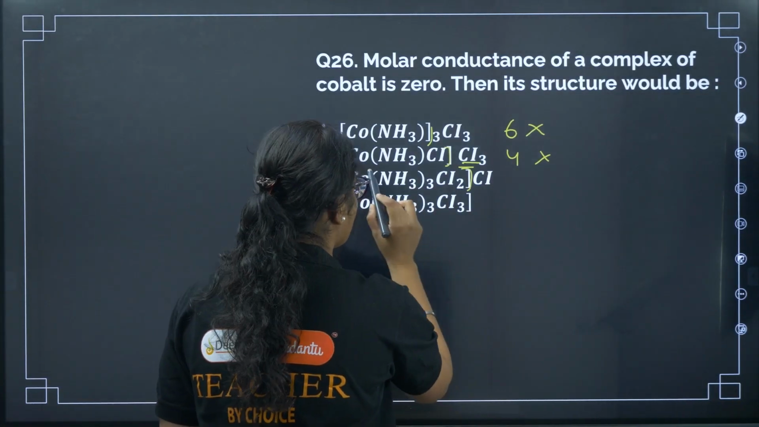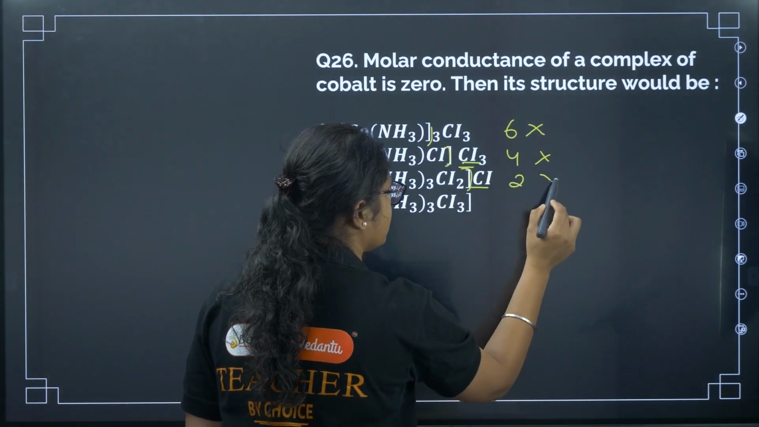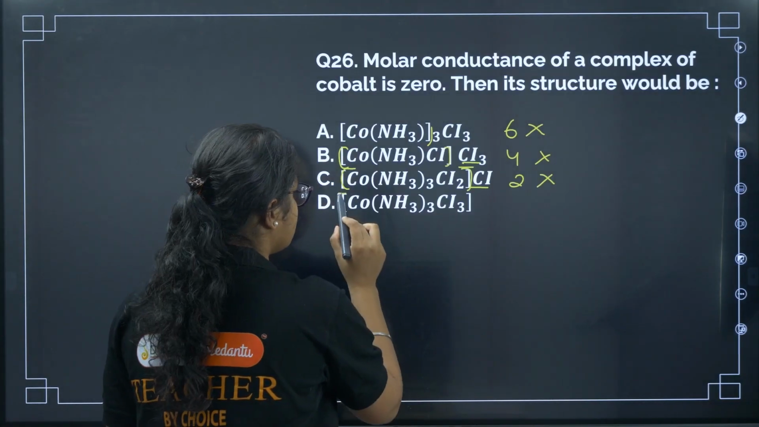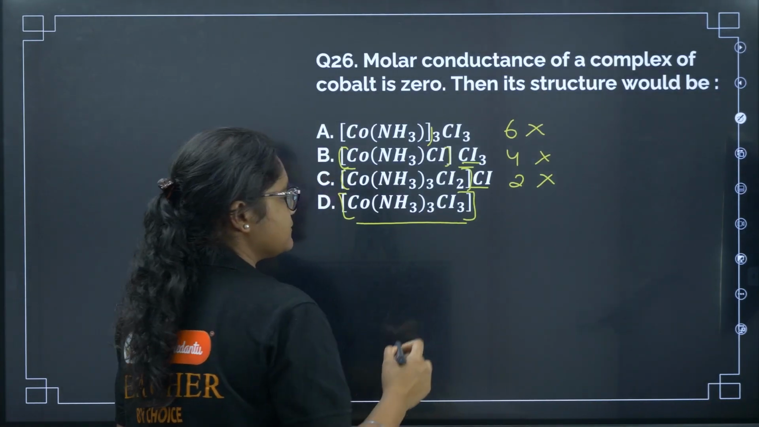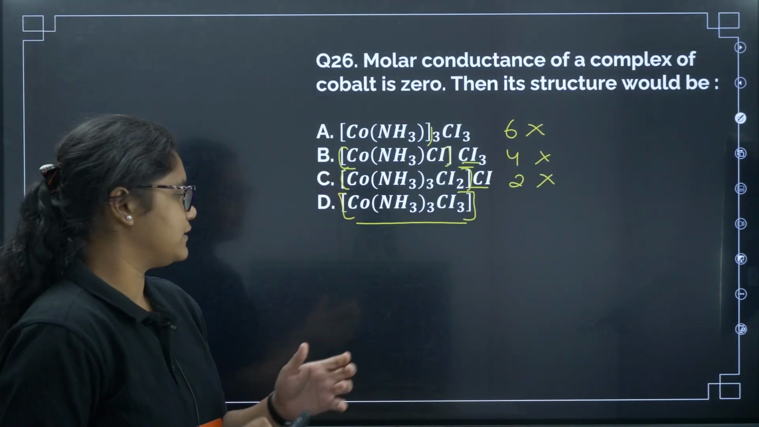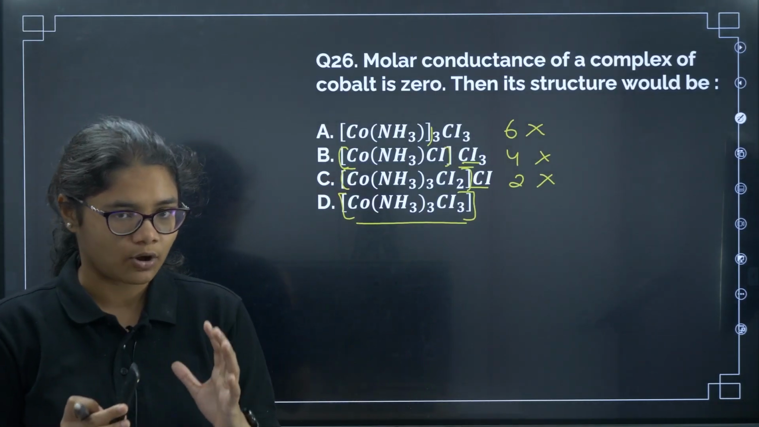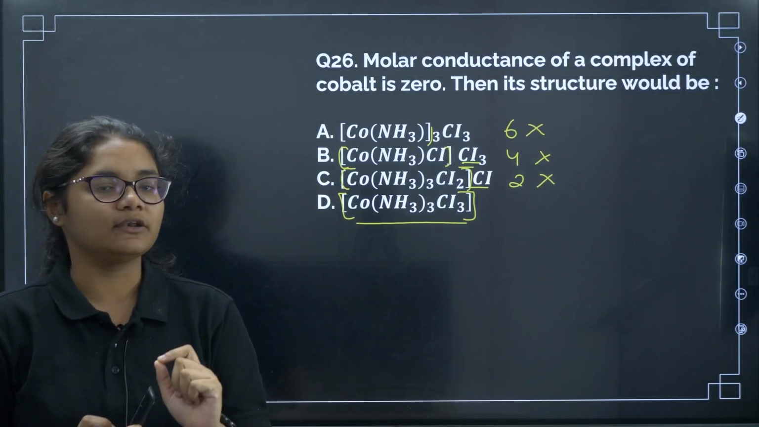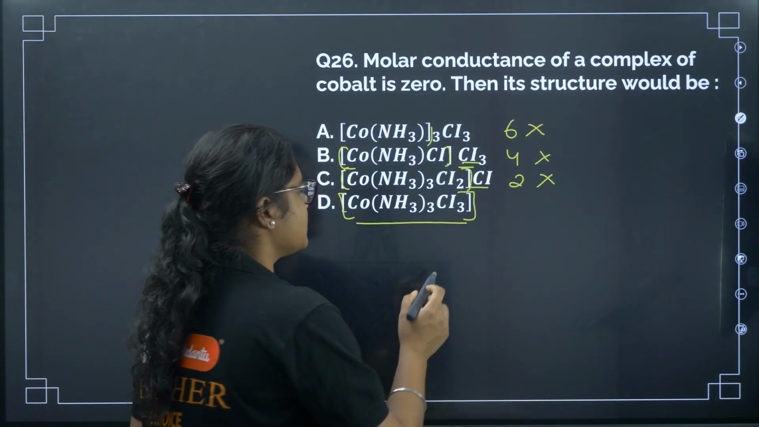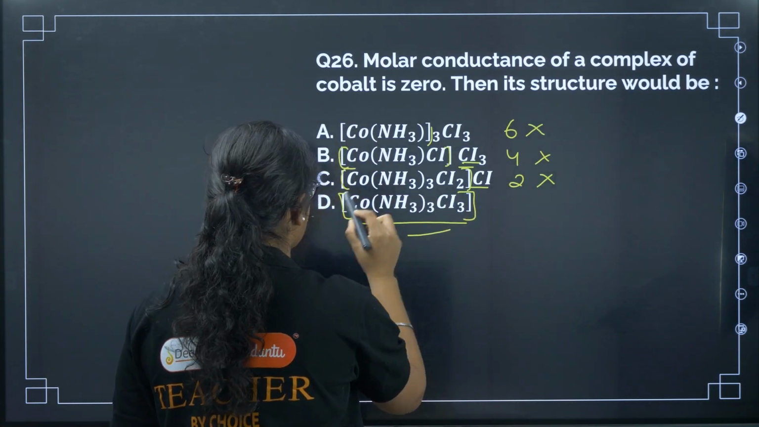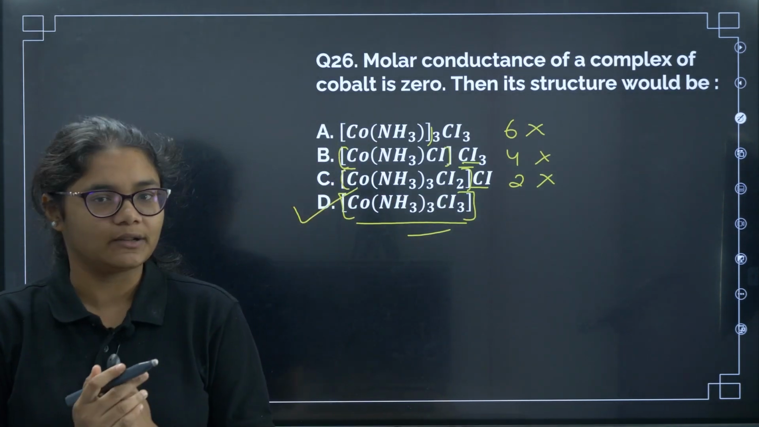Here if you see this is 1 complex ion and chlorine 1 ion, so total 2. This one is also not 0. But here if you see, this one doesn't produce any ion, right? We know the coordination complex will not dissociate when you ionize it, right? So that is why here the molar conductivity will be 0. So the correct answer will be option number D.